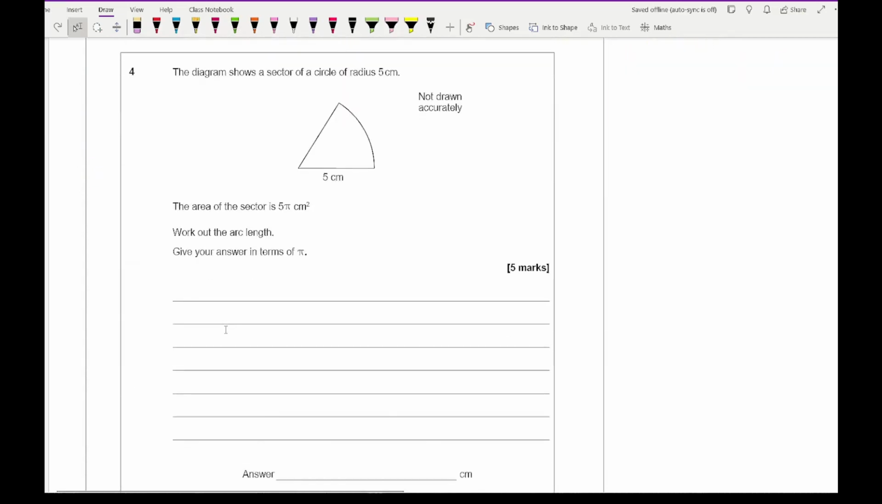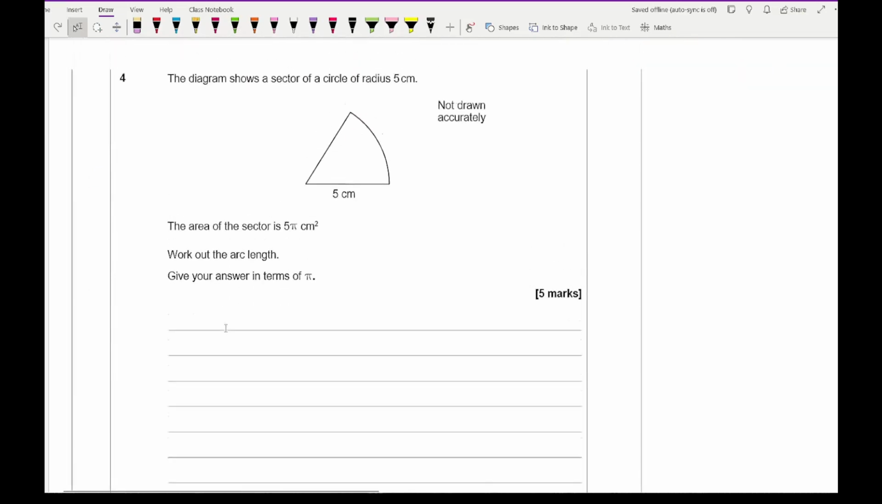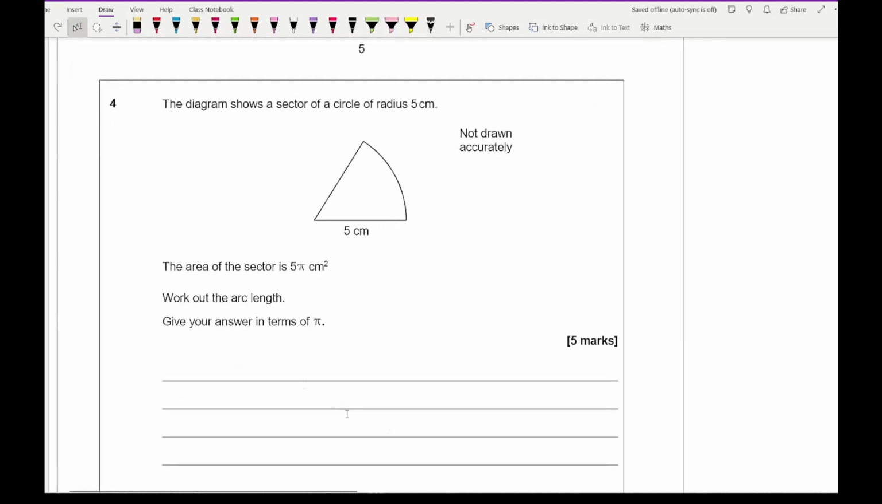Then moving on to question 4, I'll zoom in for this one because I can actually see it on the screen. Now this one's asking for our answer in terms of pi, so this is going to be a non-calculator question. So looking at this, it says the diagram shows a sector of a circle with a radius of 5. The area of the sector is 5 pi. Work out the arc length. Give your answer in terms of pi.